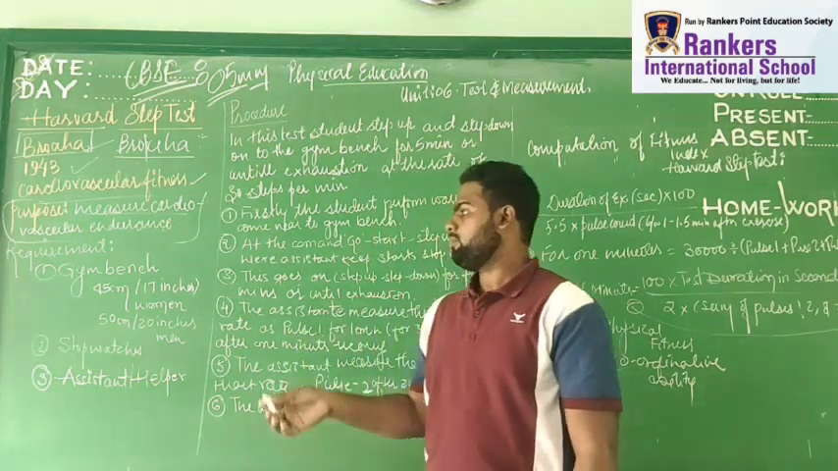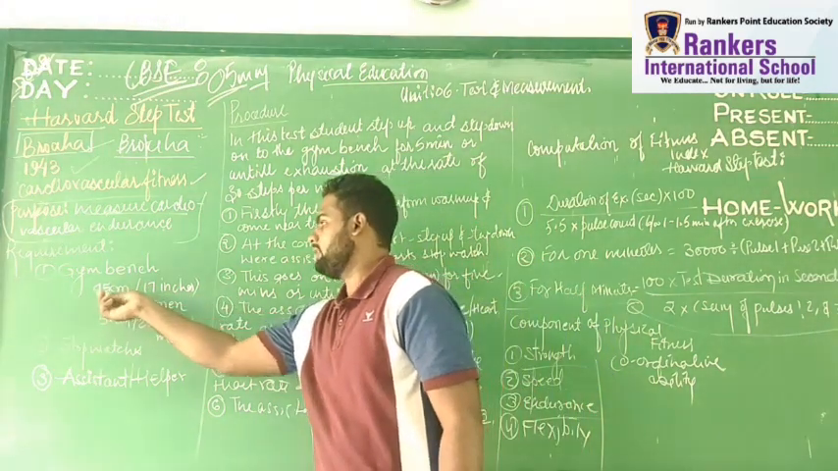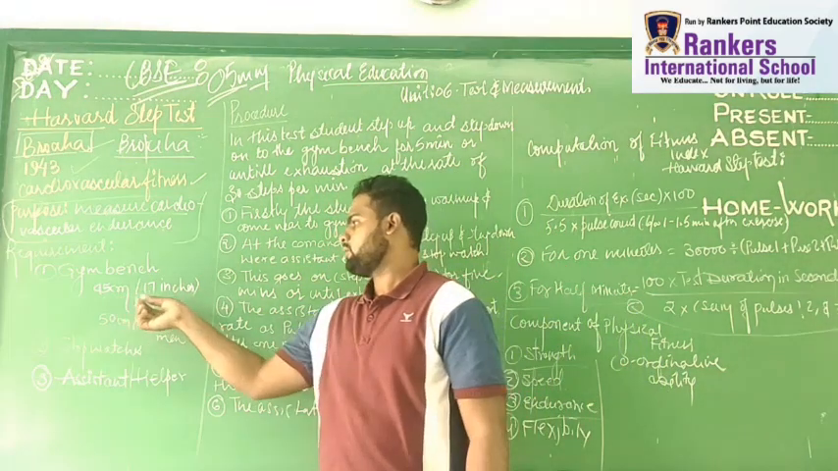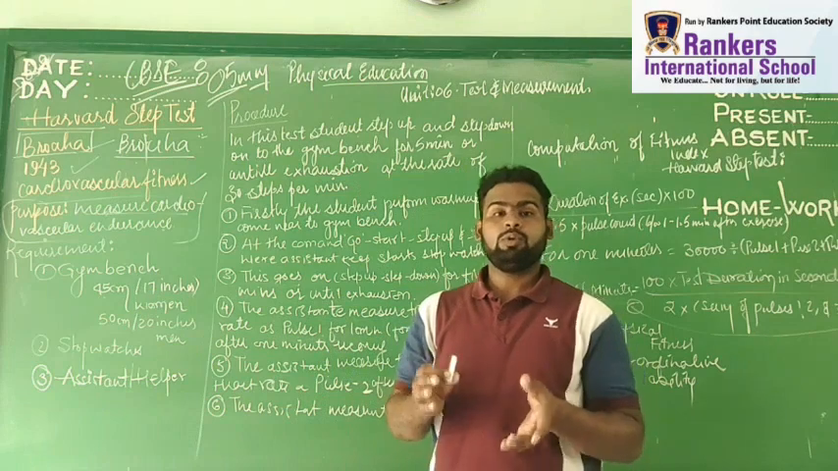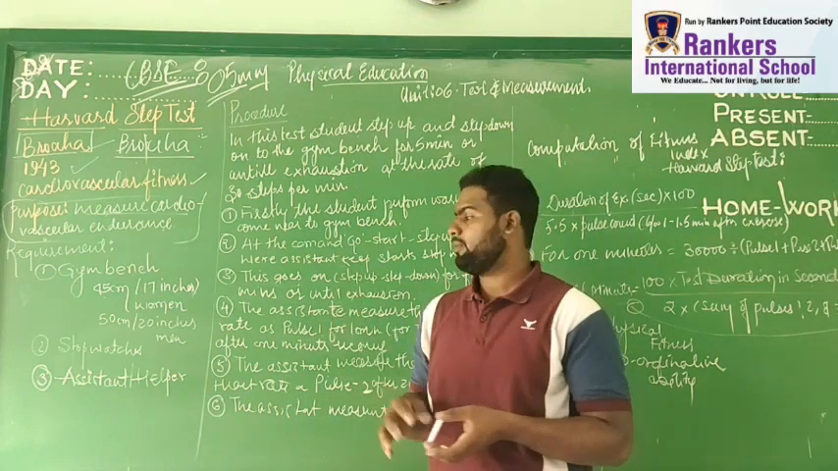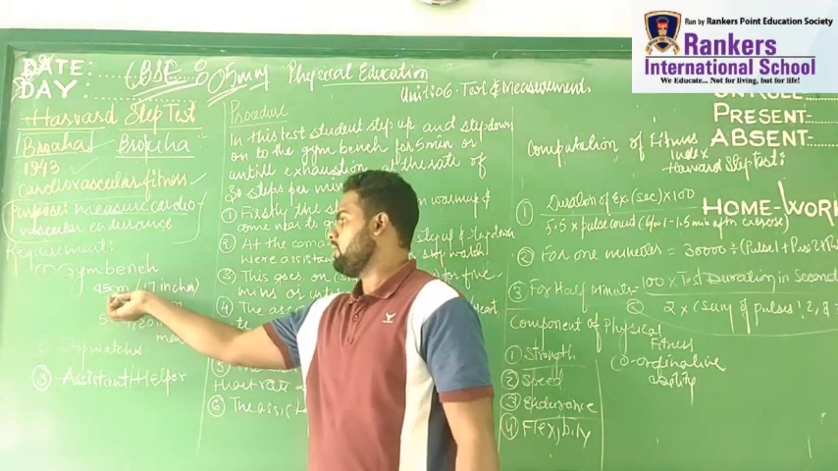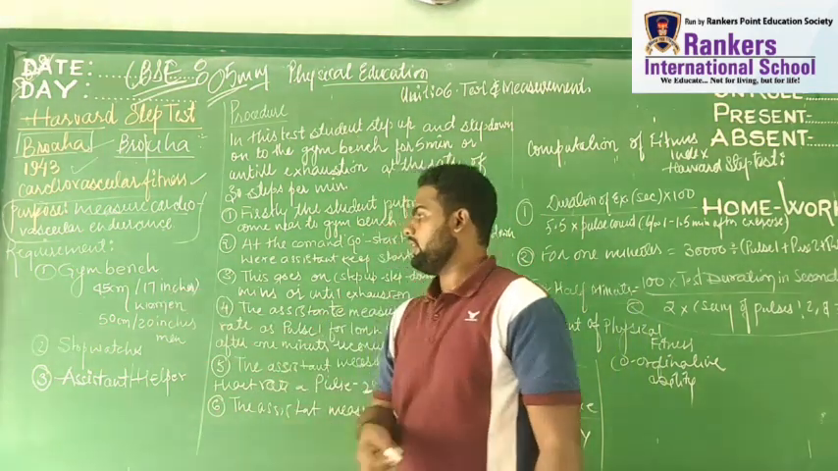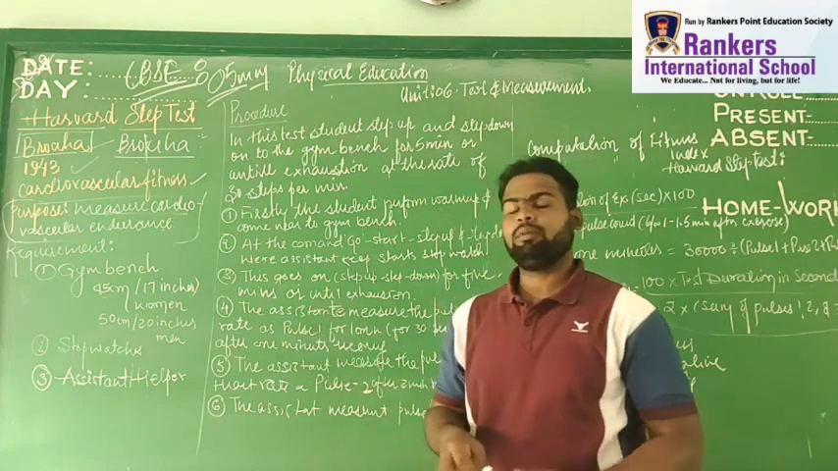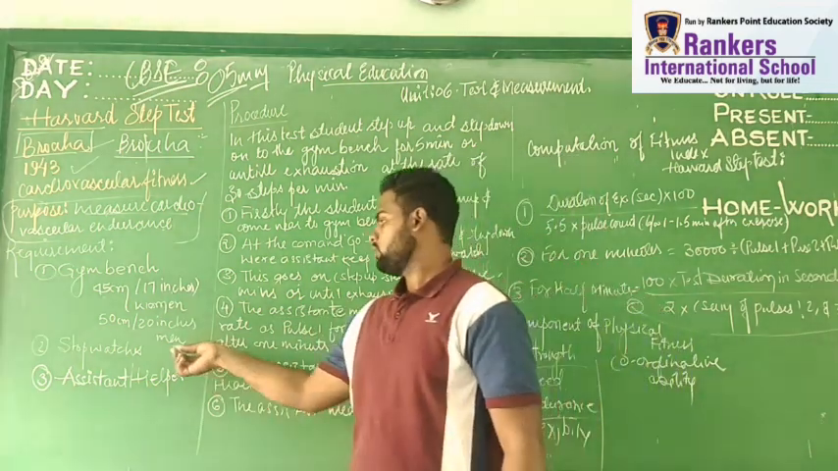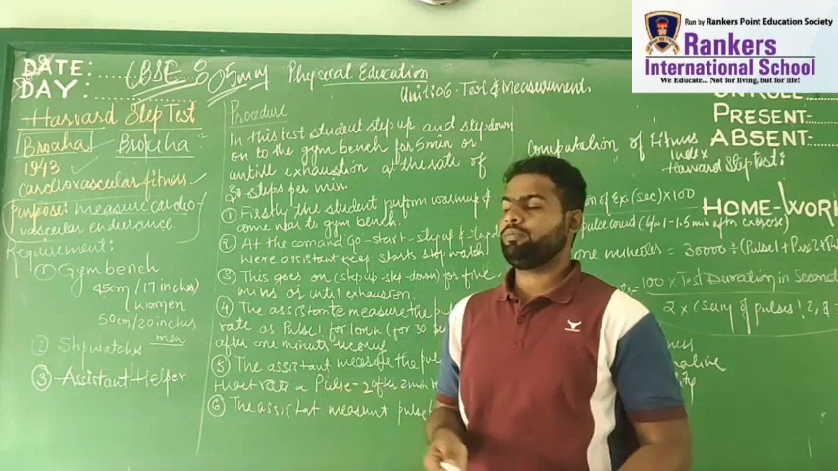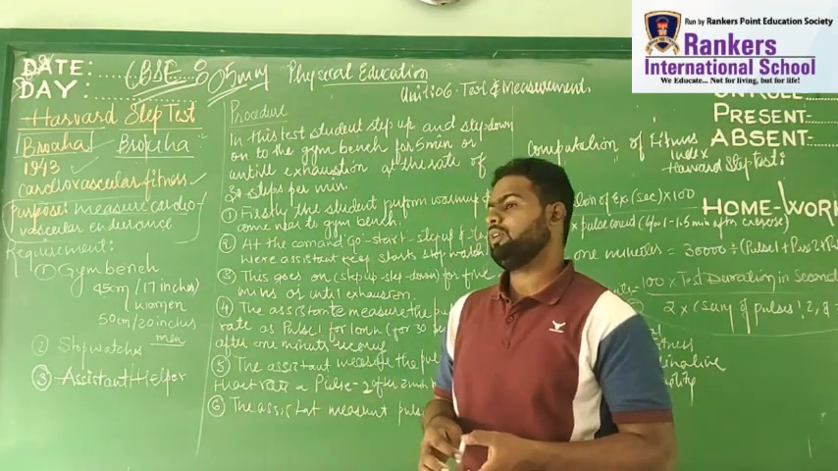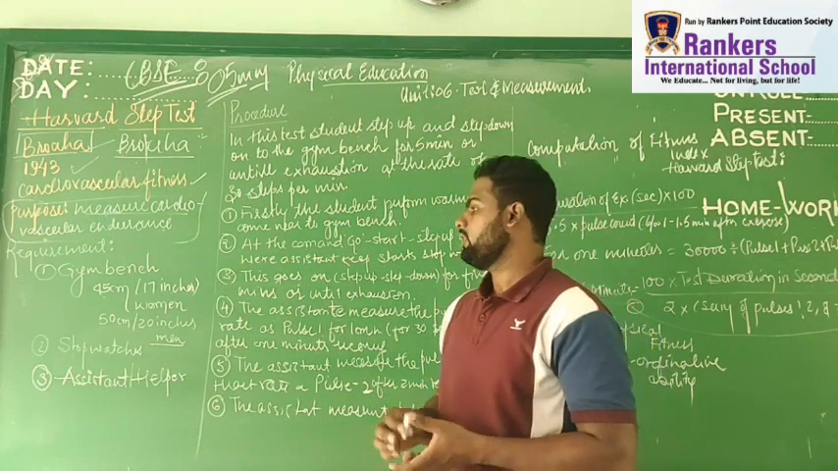For women, the gym bench size should be 45 cm, which is 17 inches. So what is the measurement of the bench? The gym bench should be 45 cm, that is 17 inches, for women. Next is 50 cm and 20 inches for boys. Whenever we talk about boys or men, if you want to measure cardiovascular endurance, it should be 50 cm or 20 inches.